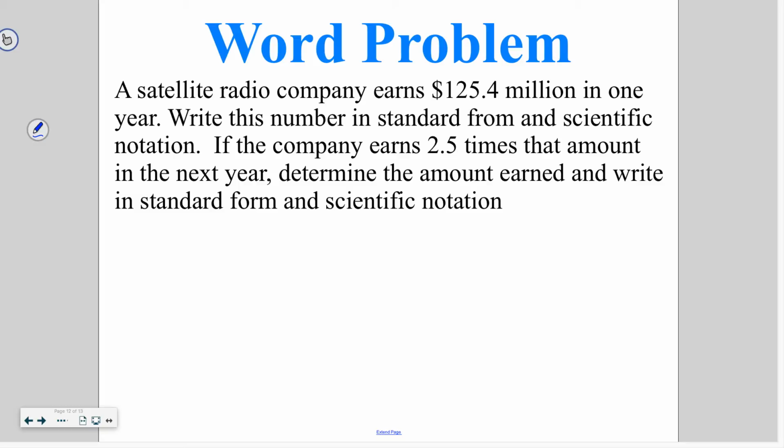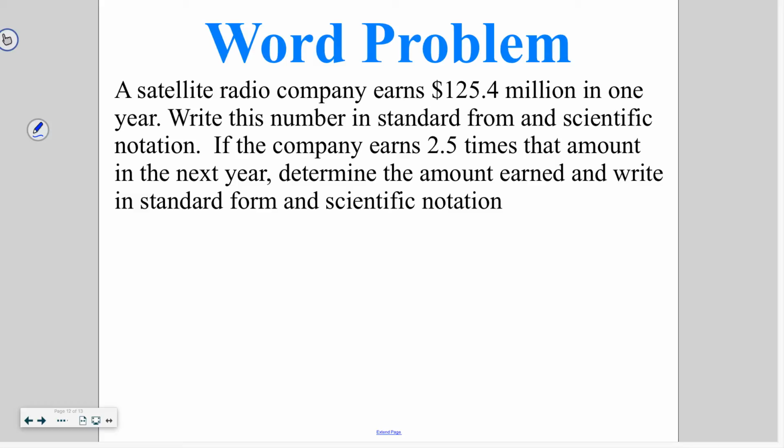Last but not least, we have a word problem. So we've got a satellite radio company earns $125.4 million in a year. Write this number in standard form and in scientific notation. Then if the company earns 2.5 times the amount next year, determine the amount earned and write in scientific notation and in standard form again.